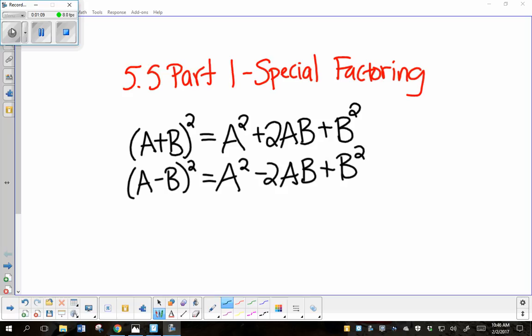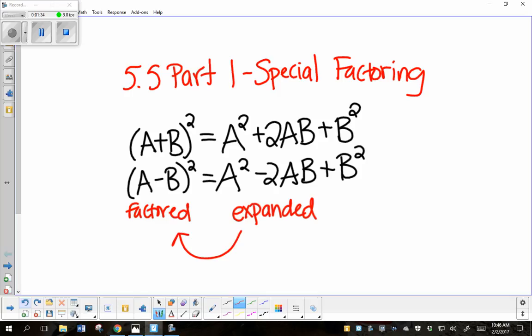So in the past, I've always had you start off with that. That's the factored form, over here on the left, and the other side is the expanded or multiplied out form. In the past, I've given you the factored form and you have to go to expanded. Now we want to be able to factor our expanded form and go back in the other direction. So today we're going to be going this way to factor them.